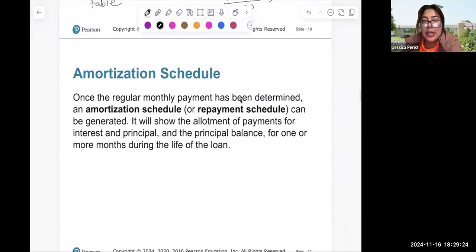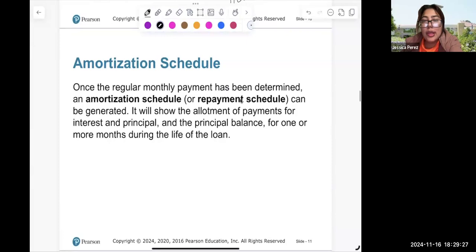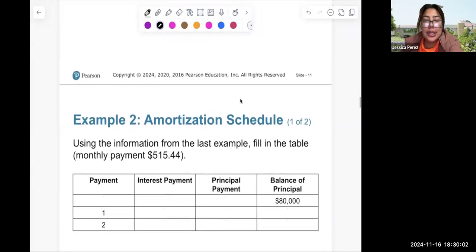What about the amortization schedule? Once the regular monthly payment has been determined, an amortization schedule, or repayment schedule, can be generated. It shows the allotment of payments to interest and principal balance for one or more months during the life of the loan. For example, once you have paid the first month, you then have a remaining principal balance, the interest, and so on. Now, here's an example using the information from the last example: fill in the table.